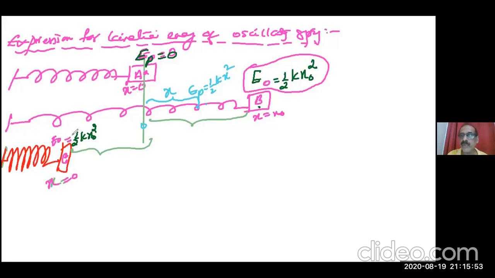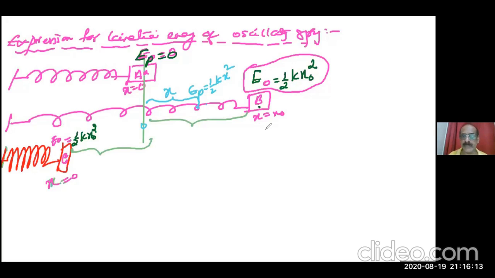Then by the law of conservation of energy, here energy is not lost. When the spring is moving, potential energy is converting into kinetic energy, and at the mean position it will have complete kinetic energy. Then again potential energy will increase to the left side, and at the extreme position it will have only potential energy.